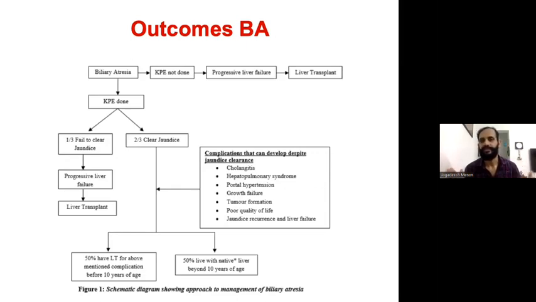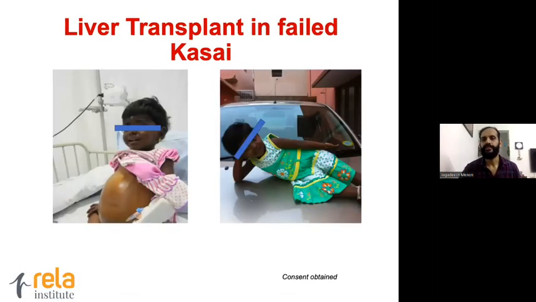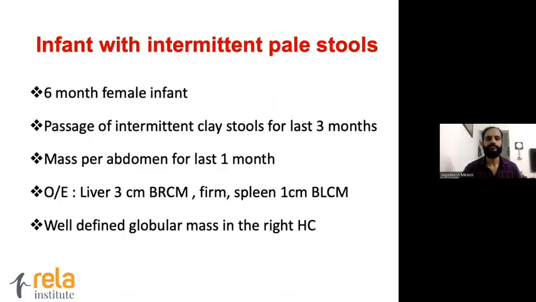So this is the gross natural history, modified by Kasai surgery, which can be seen in biliary atresia. When offered on time, 2/3 of these kids will clear jaundice, but unfortunately the majority of them will have recurrence of jaundice within 1 year, maybe up to 10 years. The rest, 1/3, will survive up to 10 to 20 years with native liver. And 1/3 will fail to clear jaundice, even if you offer a Kasai at 60 to 70 days of life.